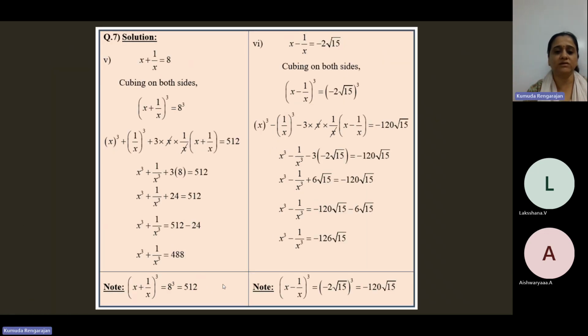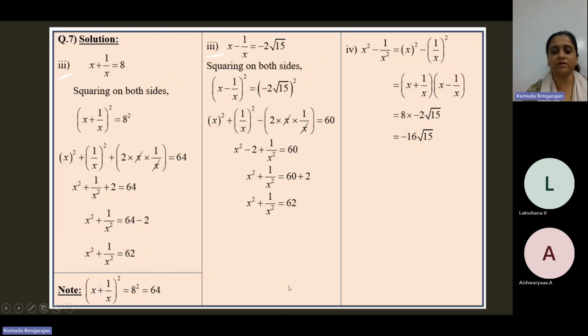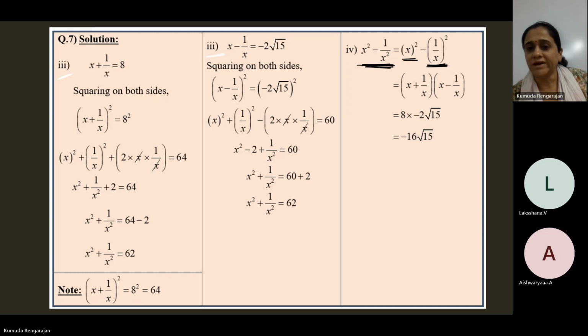Okay, since we also see x squared minus 1 by x squared, we'll just understand that also. So the fourth one is to find the value of x squared minus 1 by x squared. The fourth one. Okay. So this is a square minus b square. So see here, a square minus b square. X square is x the whole square. 1 by x square is 1 by x the whole square. A square minus b square is what? A plus b into a minus b. X plus 1 by x into x minus 1 by x. 8th standard algebra. X plus 1 by x into x minus 1 by x.